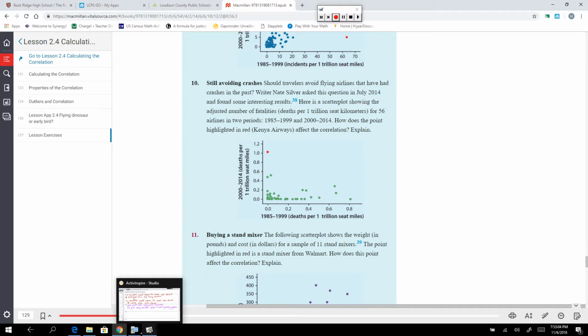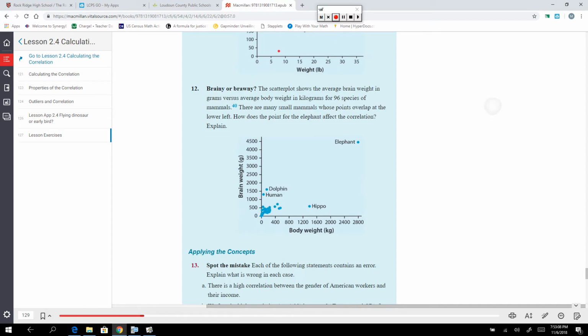Alright, let's look at another example here. Let's look at question 12. Brainy or brawny. These are the body weights of different mammals plotted against the brain weights of those mammals. And you'll see most of the data is down here. Here's human and dolphin. Most of the data is down here. And you can see a positive association, hopefully. And we want to know what effect the elephant has on this correlation.